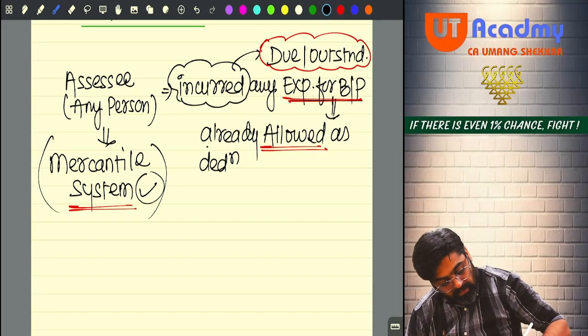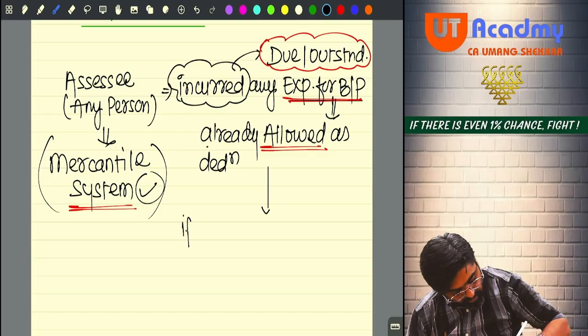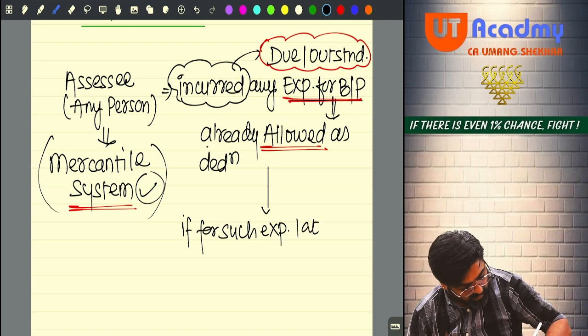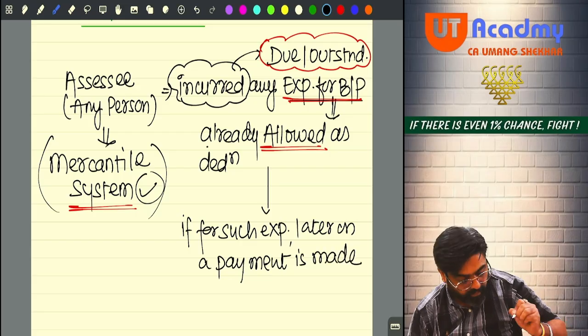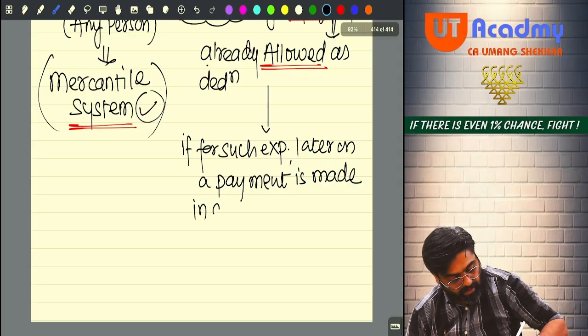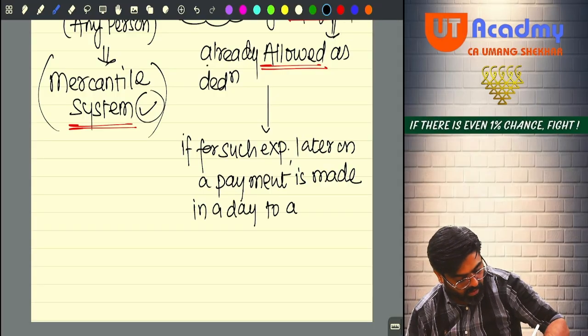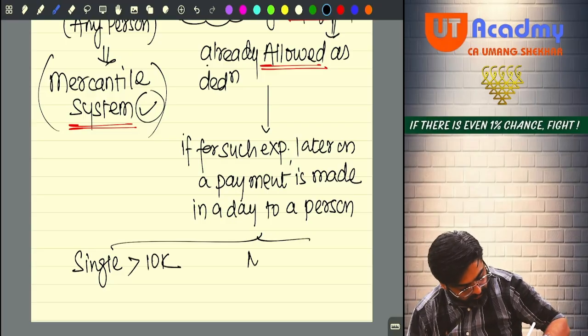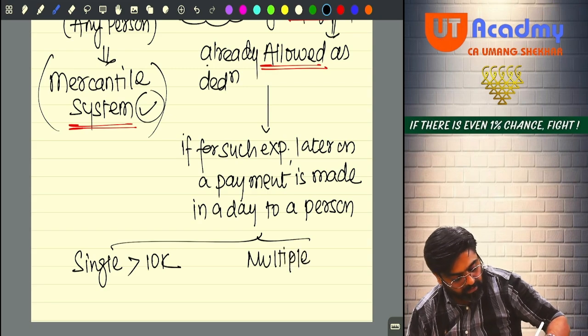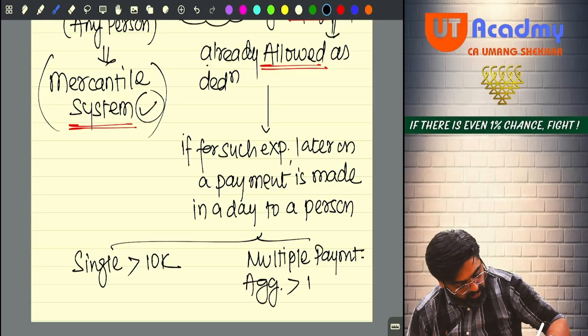Now, if for such expenditure, later on a payment is made, and the payment is made in a day to a person, that payment is a single payment which is more than 10,000, or that payment made in a day is not a single payment, there are multiple payments made in that day, and the aggregate of all such payments in that day is more than 10,000.